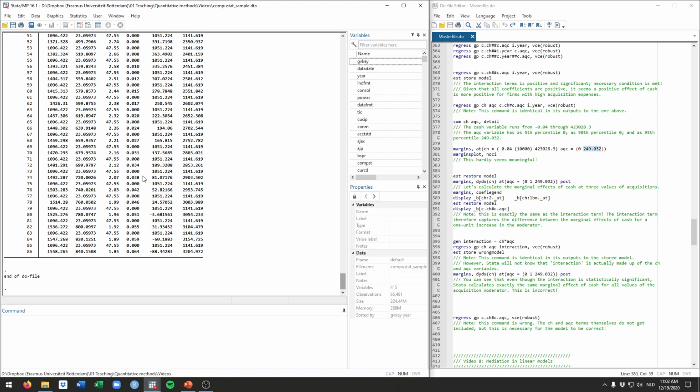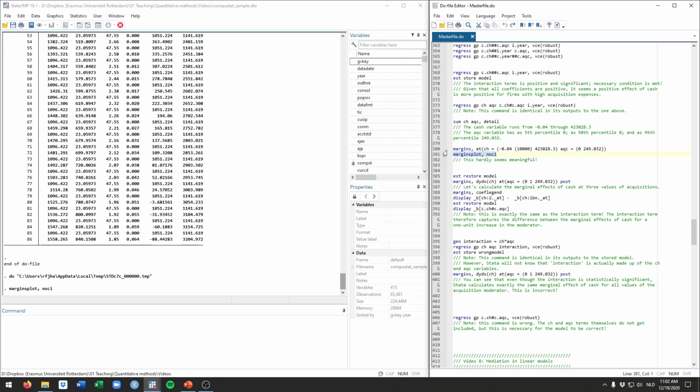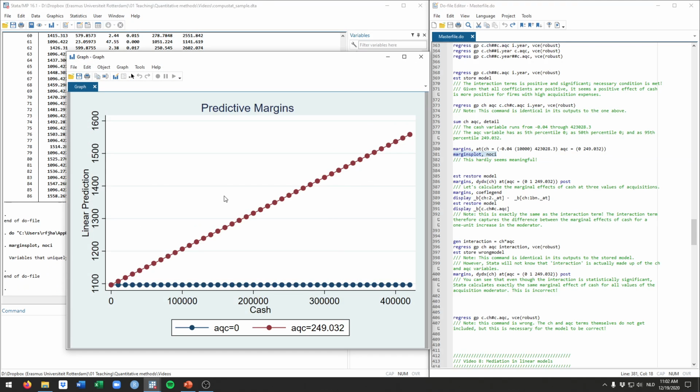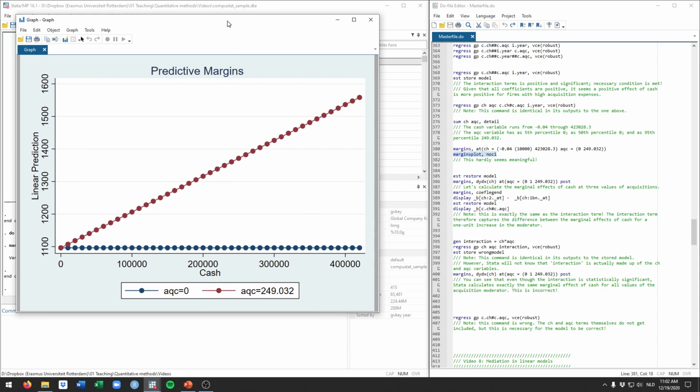Thankfully, we don't need to do much with these specific values. Stata can just plot all these values in a graph. We're going to use the marginsplot command for this with the option noci. And doing so, you get two lines. You get the line for cash when the acquisition value is low, and you get the line for cash when acquisition is high.